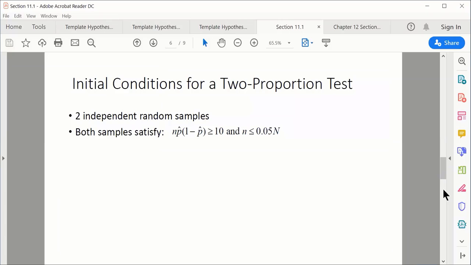The initial conditions are very similar to when we had a one proportion test. We have to have a random sample, so now we need to have two random samples. They both need to satisfy n times p hat times 1 minus p hat greater than or equal to 10, and that the sample size n has to be less than 5% of the population size, capital N. So same thing, just you have to do it for both proportions this time, because they might have different sample sizes, they might have different proportions, and they might even have different populations.